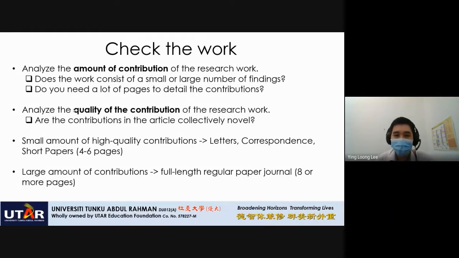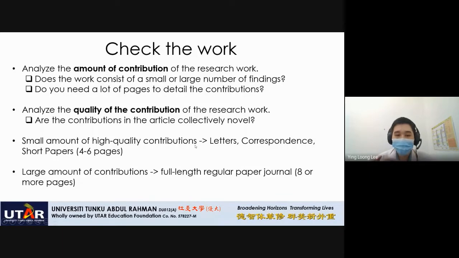Do I need a lot of pages to write into it? Okay, the last 2 points are actually based on my experience. If you have a small amount of contributions, and when you write it into a paper the number of pages is small, and at the same time the work is very novel, very innovative, you can consider journals like letters, correspondence, or short papers.